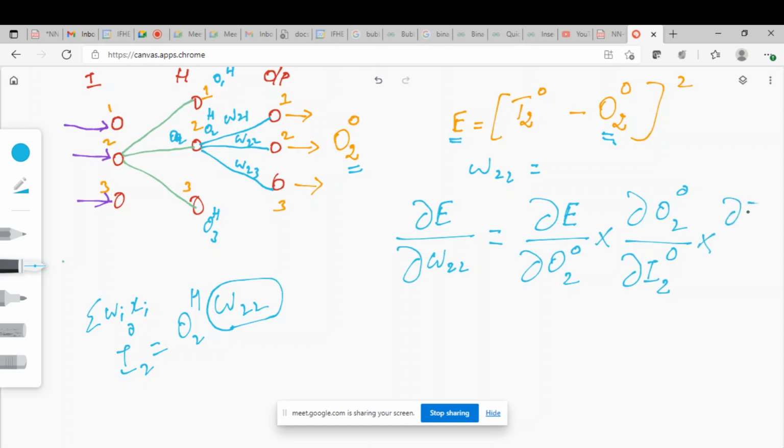Input depends on what? Input is a function of what? Weight. Okay, so here it will be like this. Are you getting it? So this is the chain rule. If you want to update this weight, and if you modify this weight, how much this error will change, if you want to see that, then we have to solve this equation. Okay, so that is the whole logic.